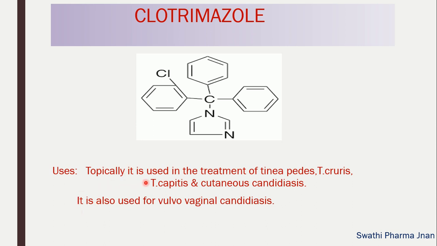Uses: topically it is used in the treatment of tinea pedis, tinea cruris, tinea capitis and cutaneous candidiasis. So for all these types of fungal infections we can use clotrimazole. It is also used for vulvovaginal candidiasis. Candidiasis is the fungal infection caused by Candida albicans. This Candida albicans shows the fungal infection in the vaginal and vulvovaginal part. So for that treatment we'll use clotrimazole.